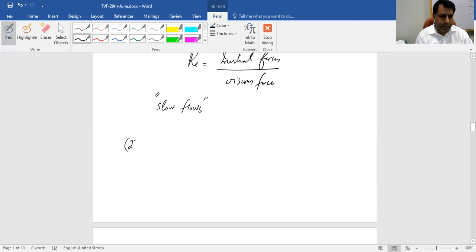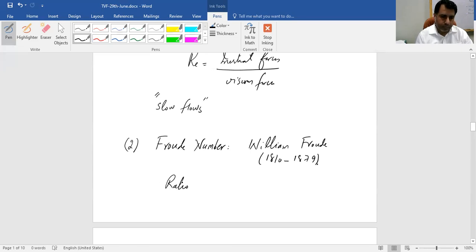Okay, we move towards another dimensionless number, which is the Froude number. It was defined by William Froude, from 1810 to 1879. This is the ratio of inertial to the gravitational forces. As I already told you, all these dimensionless numbers are ratio of two forces. So force को जब force से divide करते हैं, you get dimensionless number. So inertial forces to the gravitational forces.